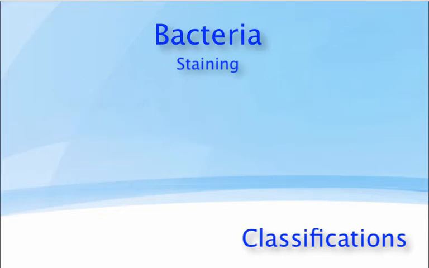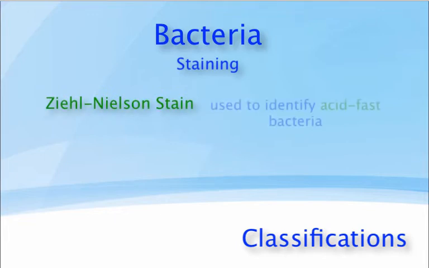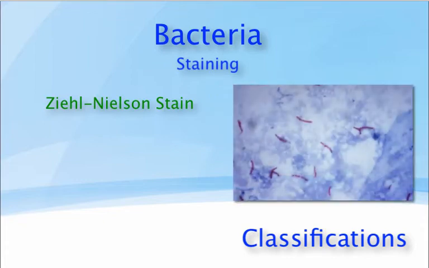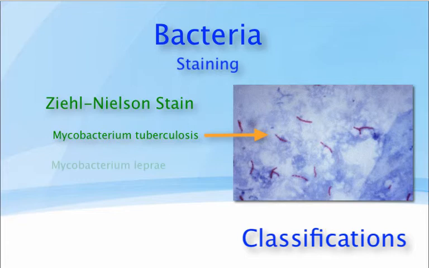The Ziehl-Neelsen stain is used to identify bacteria that are known as acid-fast. This is the second type of classification according to stains. They retain a red color when tested with the Ziehl-Neelsen stain. The most common disease-causing acid-fast bacteria are Mycobacterium tuberculosis that causes, you guessed it, tuberculosis, and Mycobacterium leprae that causes leprosy.